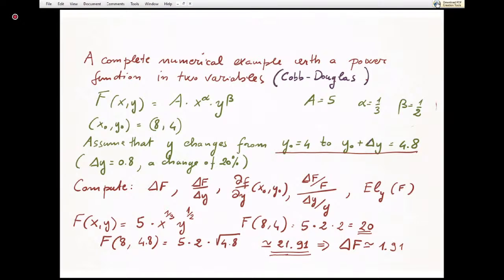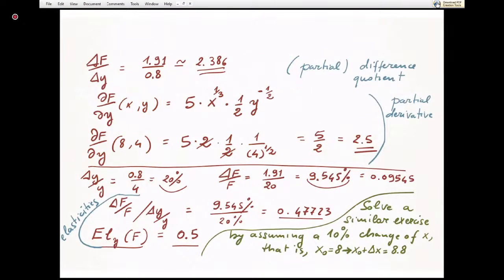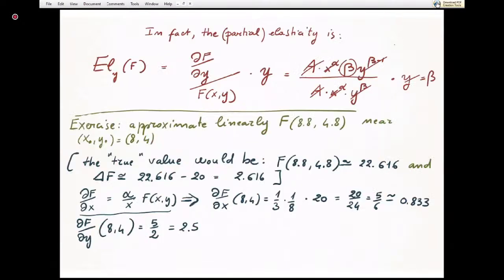Clear? I think it's useful because you can see a very simple numerical example that confirms what you already know. Here I just explained at the end of this exercise why the elasticities are constant, but we already know that, so we don't need to look at this part of the slides.